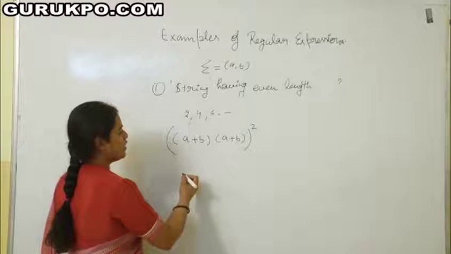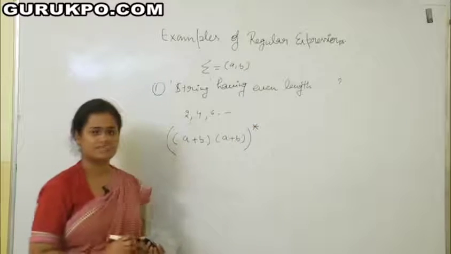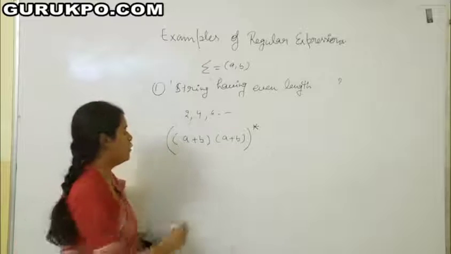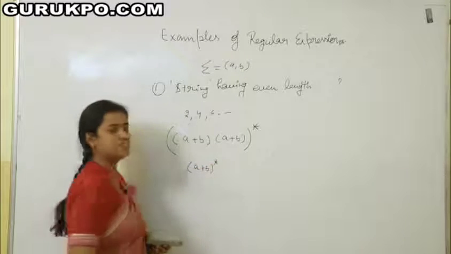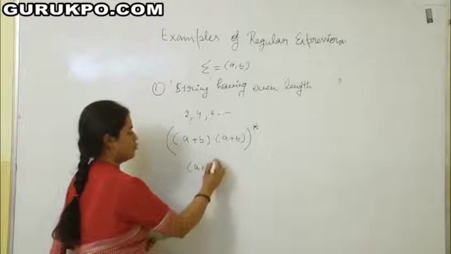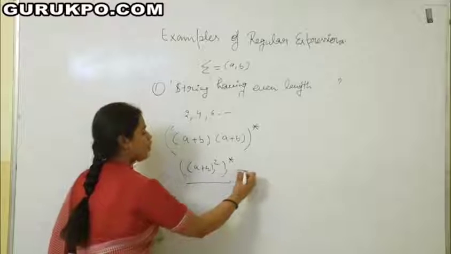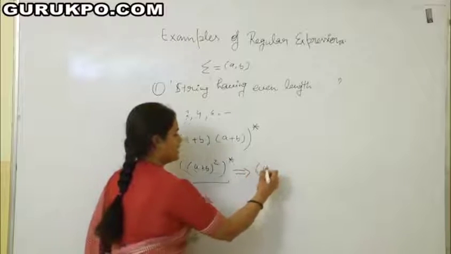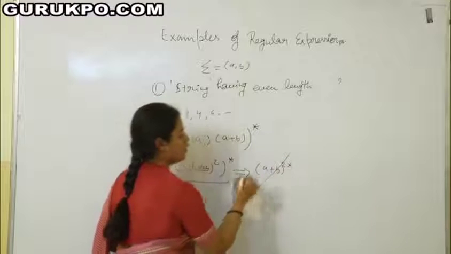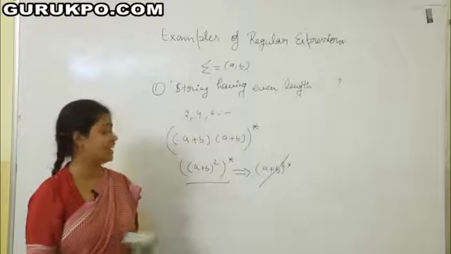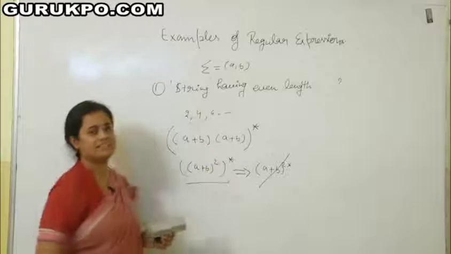Then what will happen? Like this, a plus b. Now I can write (a plus b) star, but it will be wrong to write a plus b square star like it. It is wrong. You cannot write it like this. You have to mention it like this.